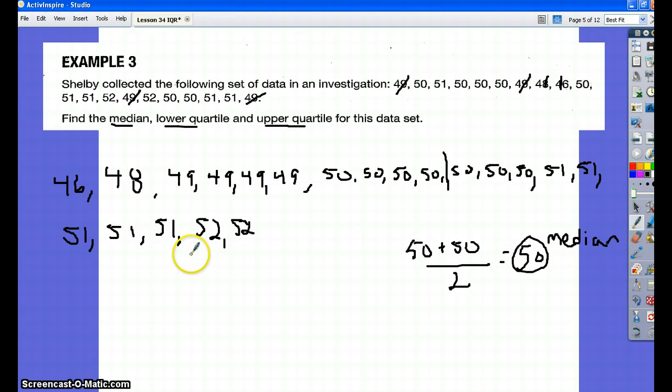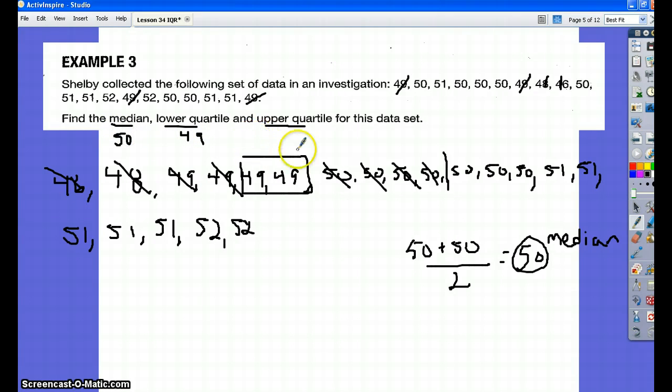So lower quartile, so this is the lower half of the data here, and this is the upper half. So lower data, let's find it out. So cross this one out, cross this one out, and keep crossing out, and we're left with these two pieces of data. So 49 and 49, so obviously the lower quartile is going to be 49. So our median was 50.